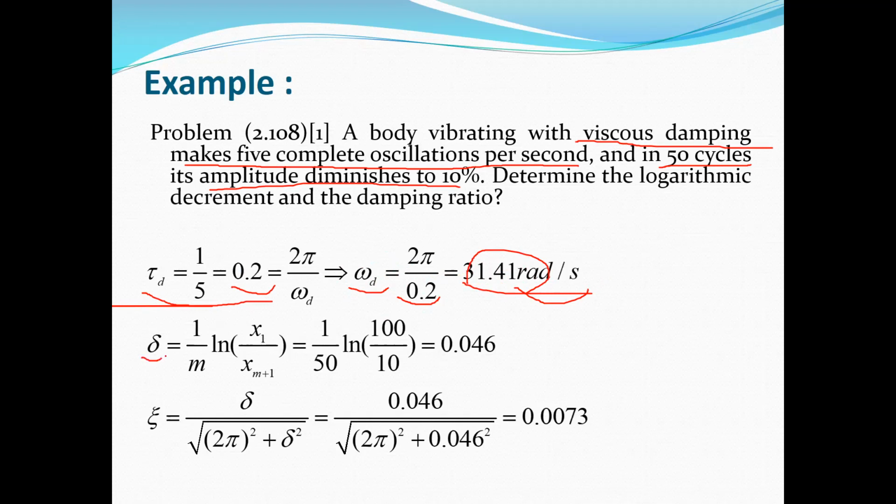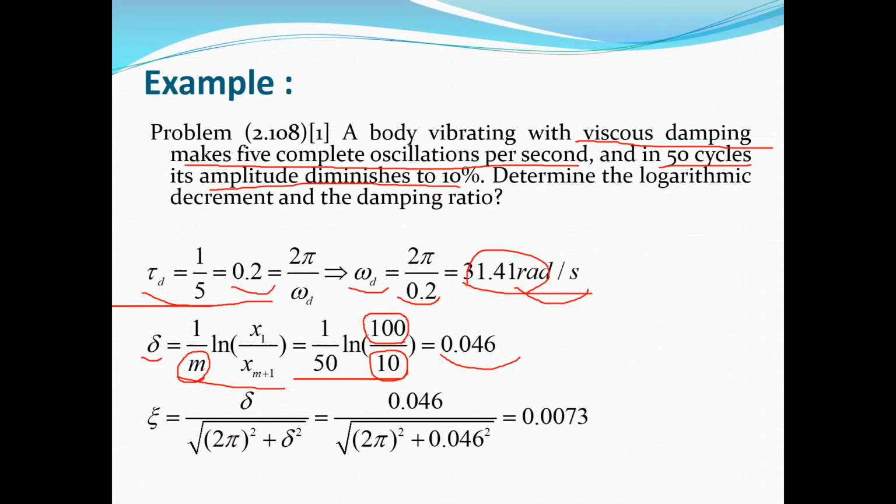And to obtain the delta, or the logarithmic decrement, according to part 2, we know that after 50 cycles, we should use this equation, because it's not a relation between 2 consecutive cycles. This is the relation between cycle 1 and cycle 51, for example. So we will have 1 divided by m, where m is 50, ln of x1 over x sub m plus 1. It will be decreased by 10%. If we assume that in x1 the amplitude is 100%, the amplitude in cycle 51 is 10. So we can calculate and simplify this term, which is equal to 0.046. This is the delta, or the logarithmic decrement.